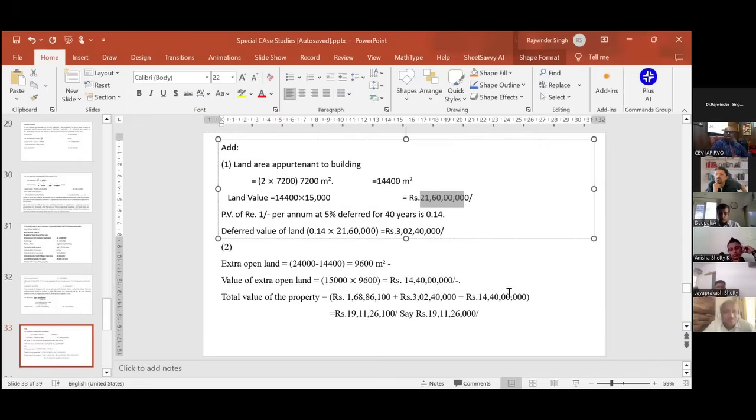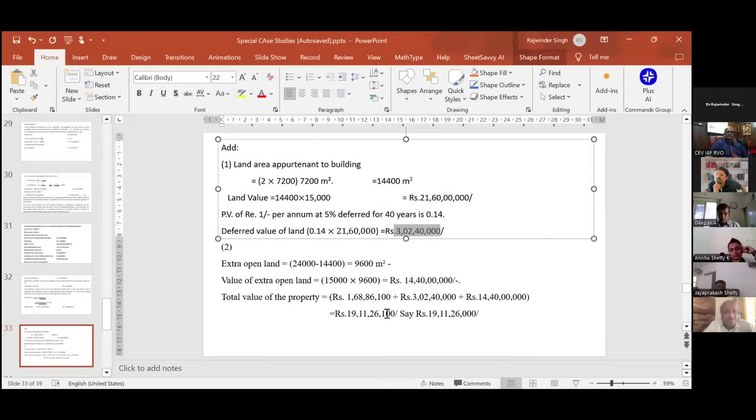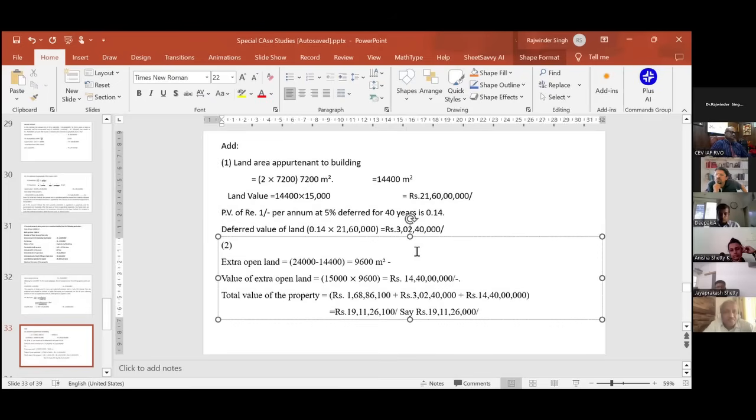But this value will be after 40 years, because the life of the building is 40 years. So after 40 years, the owner will get back this portion of the land. So the deferred value of this land will be 3 crore 2 lakh 40,000. So the remaining portion of the land has to be calculated again.